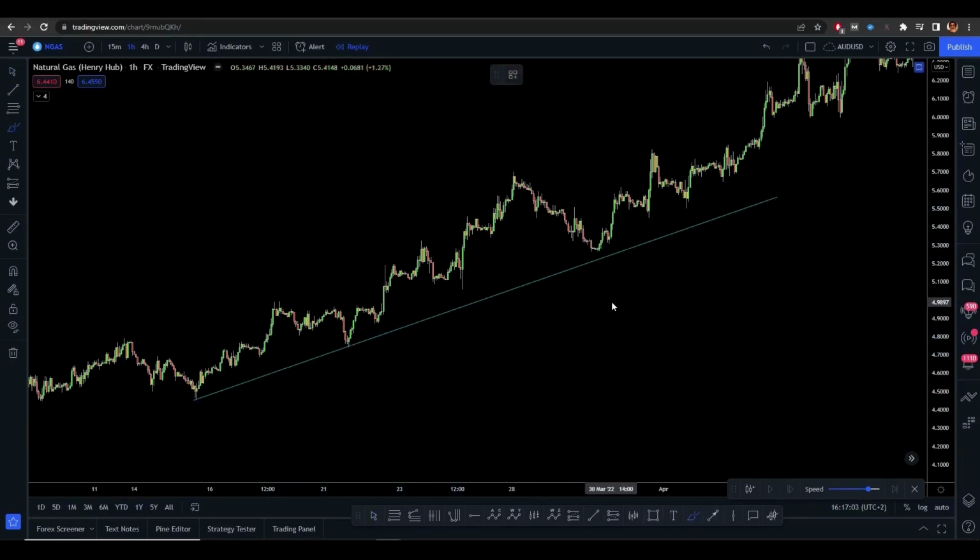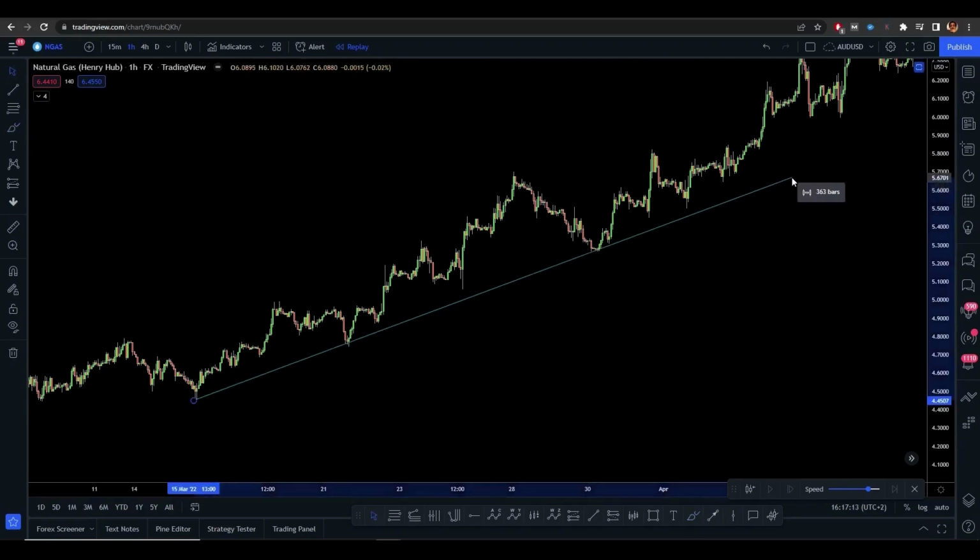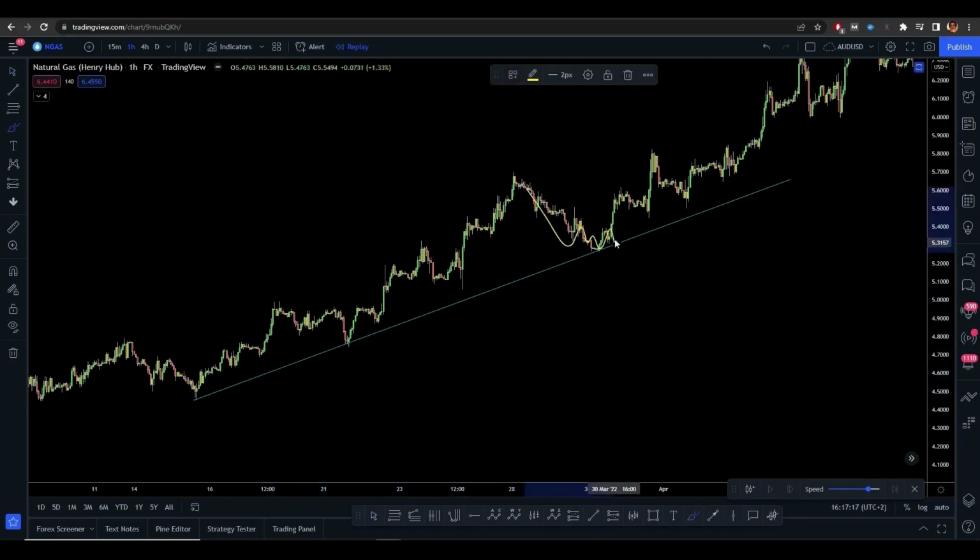And you see there's no touching here. The price never really comes down to this area. But if you choose to do it at the body of the candle's body, then it's a different story. Now suddenly price comes down to the trend line and bounces off the trend line.